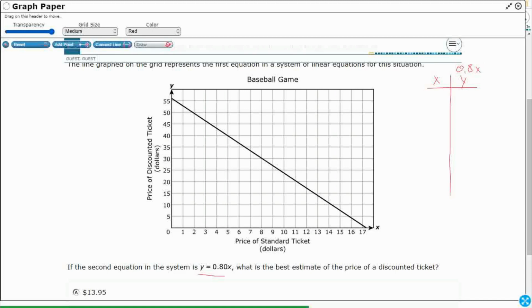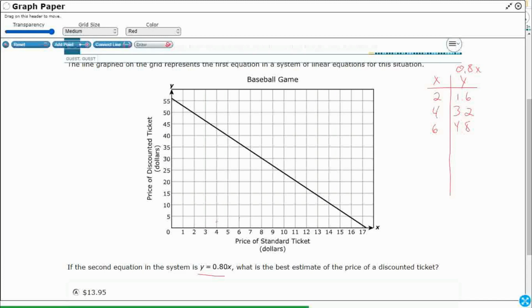Let's go with 2, and that's going to be 1.6. Look at the scale of my discounted tickets: my y is counting by 5s, so 1.6 is pretty low. Then I'm going to do 4, that's 3.2. 6 is going to be 4.8. My 6 is finally going to get me close to my 5, so I'm going to put that right there. And my 4 is going to be my 3.2. I'm trying to make a straight line here to connect these.